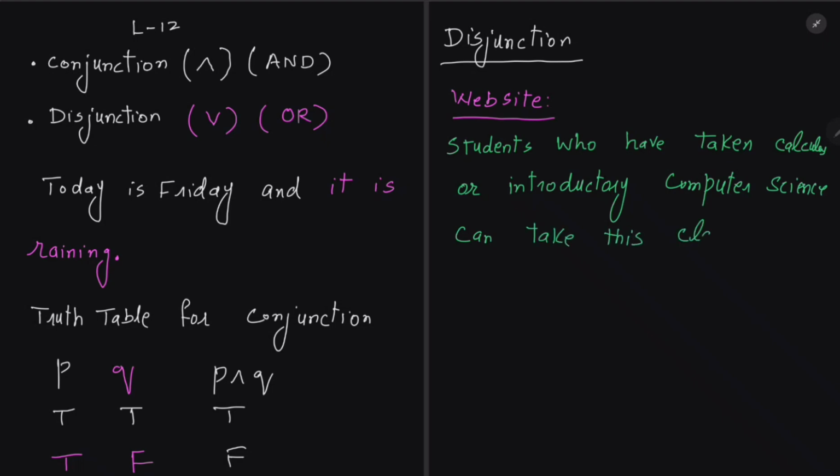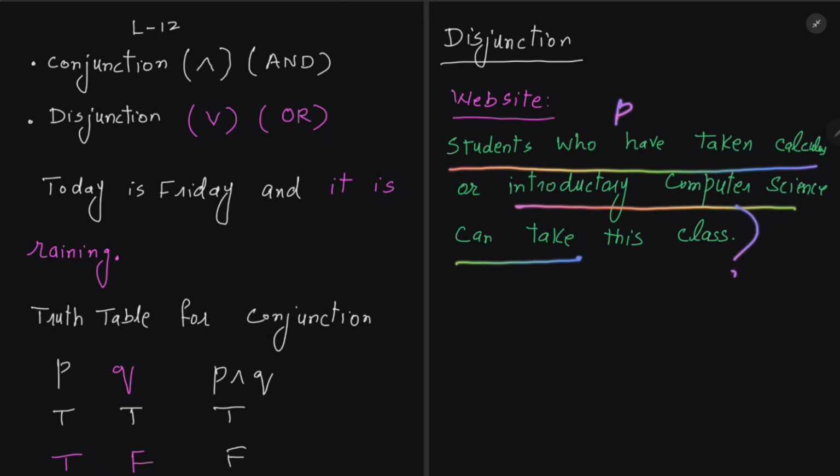Suppose you find this statement on the website, or the faculty member who is teaching the course gives you this statement. It is very important that the teacher understands the meaning of this whole sentence, or combination of two propositions. The first one is one proposition which we call P, and there is another proposition which we call Q, and these two are connected with or.